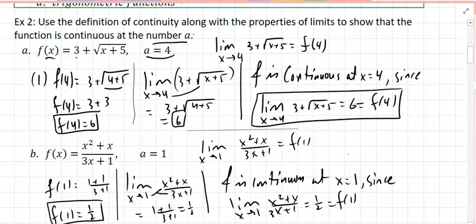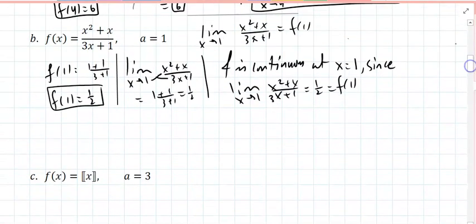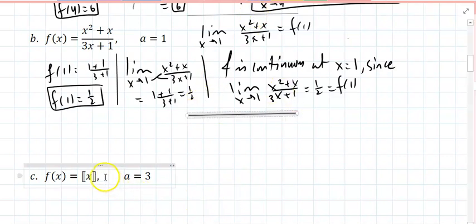Now the problem is asking at that number. This is continuous everywhere. The only part you're looking at is at this number, something is happening. How about this problem? How about C?